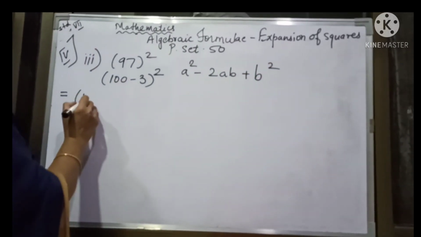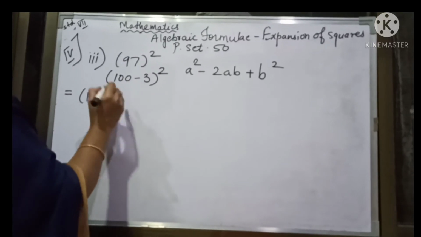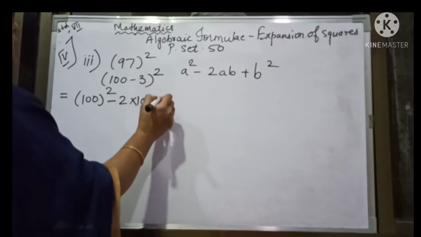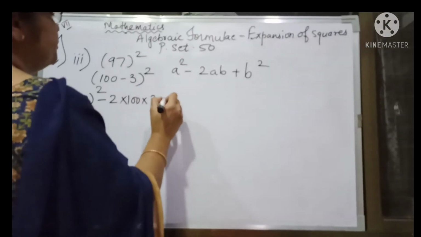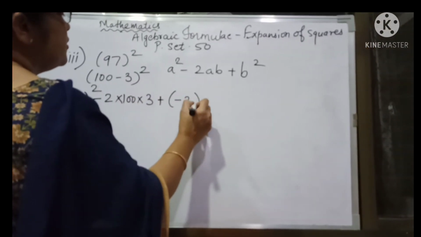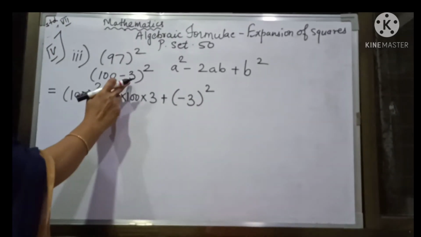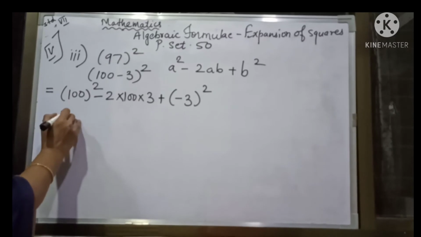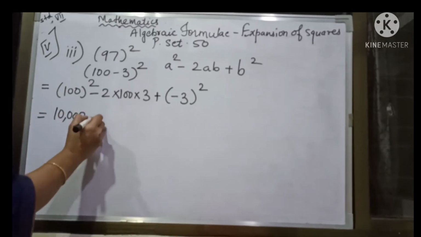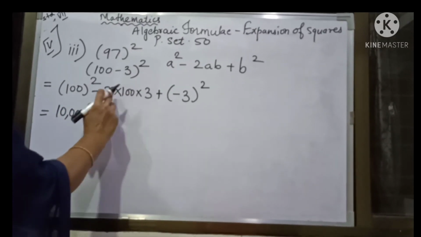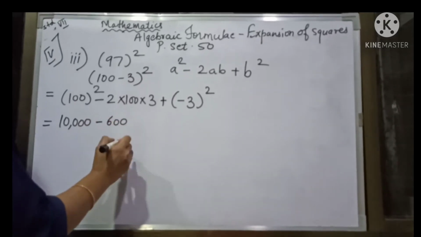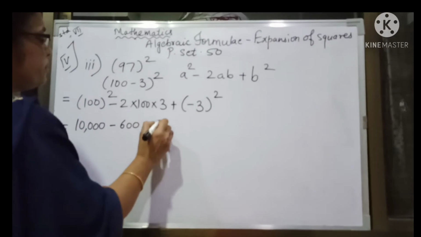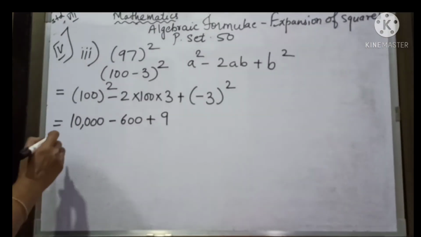So first term square is 100 square, minus sign, 2 into 100 into 3, plus bracket minus 3 square. The second term is minus 3. So find out the value. This will be 10,000 minus 300 into 2, 600, and minus 3 square will be plus 9. So find out this value.